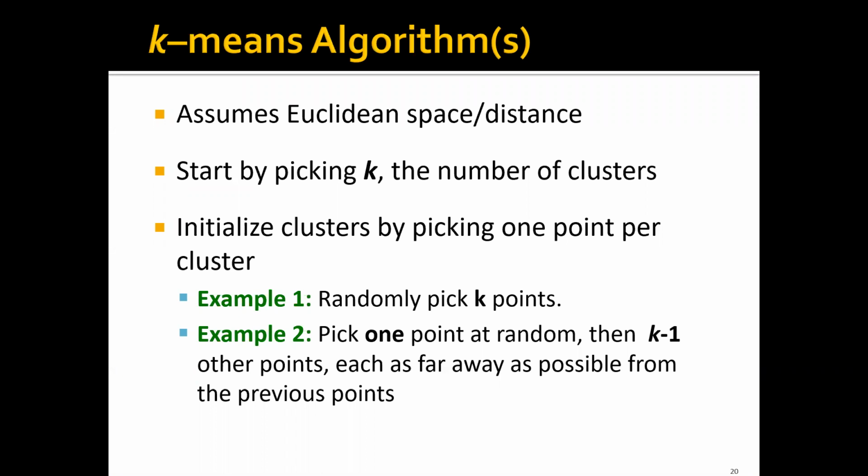We'll first assume that we are in a Euclidean space and we have Euclidean distance. And we will start by picking k, which is the number of clusters. And then we will just initialize the clusters by picking 1 point per cluster. For example, you can just randomly pick k points and treat these k points as the initial centroid. Or you can just first pick 1 point at random, and then you can pick one of the other points one by one, and each of them will be as far away as possible from the previous point. So we want to make these k points as spread out as possible.